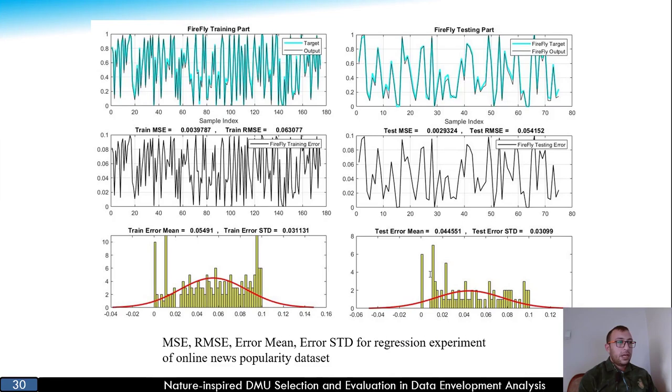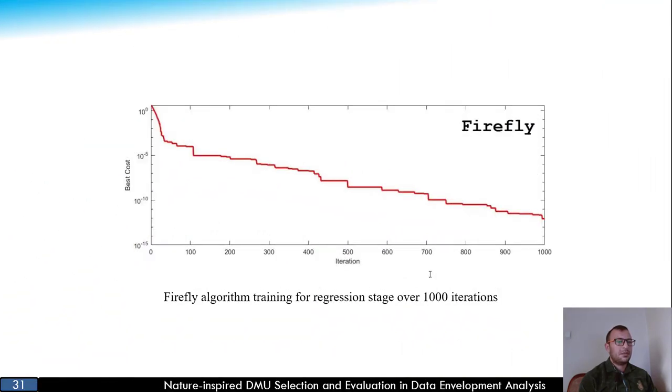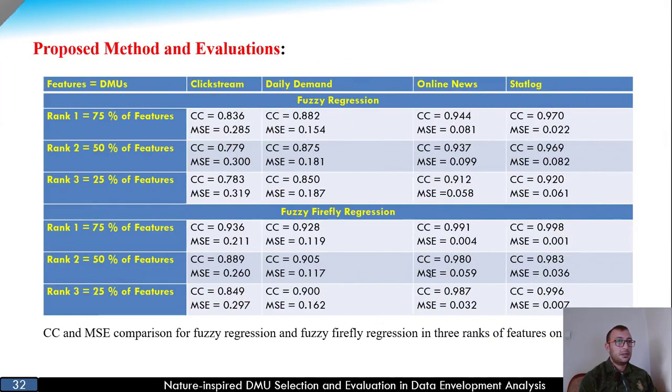Also here we can see MSE, RMSE, error mean, and error STD for a regression experiment on the same dataset as train and test. The left column is train, the right column is test. As we can see, target and outputs are very close to each other after the experiment, which is a good sign. Here we can see the firefly algorithm training for the regression stage over 1,000 iterations for one of the experiments. Here we can see CC, correlation coefficient, and mean square error comparison for fuzzy regression and fuzzy firefly regression in 3 ranks of features on 4 datasets.